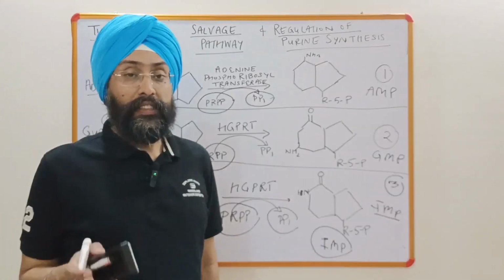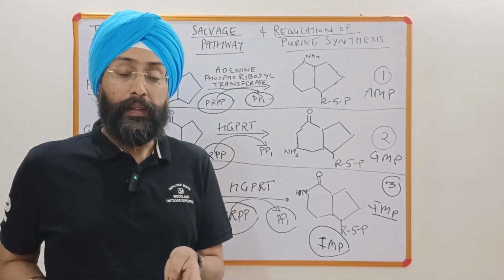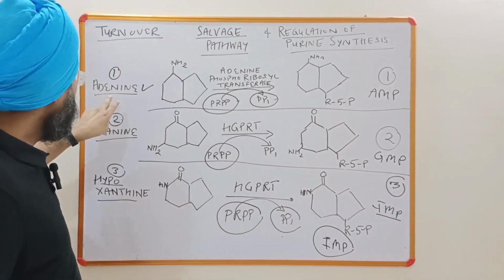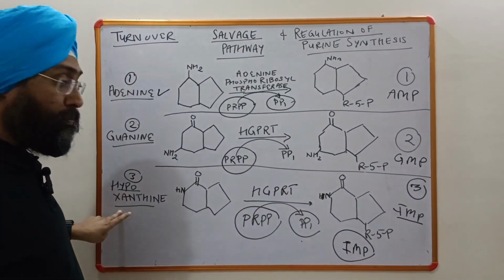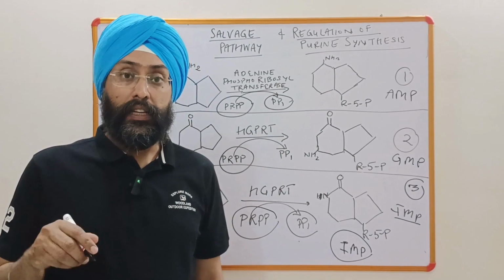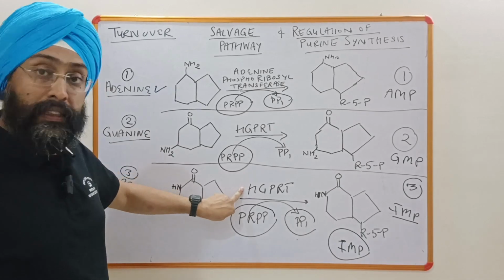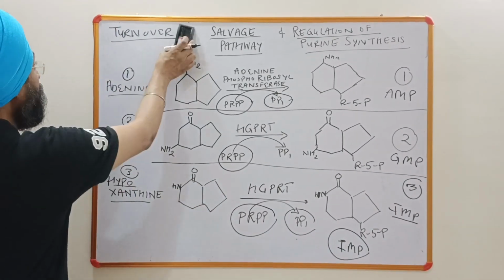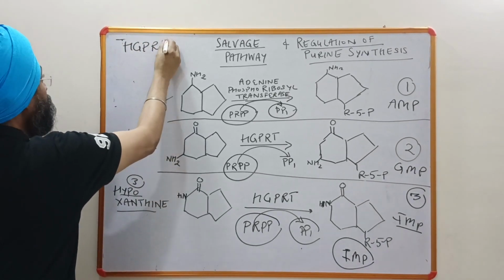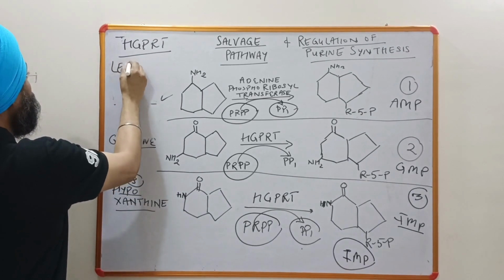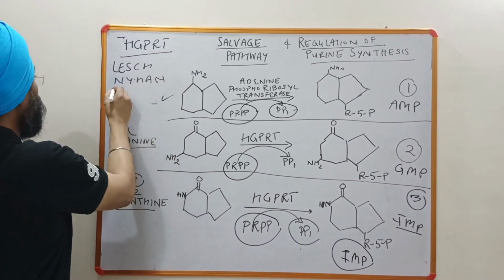So this is an energy-saving pathway, because in de novo synthesis we require 11 steps and then we get IMP. But in this pathway we can directly synthesize these monophosphates from adenine, guanine, and hypoxanthine, which are produced in the normal turnover of purine nucleotides. And there is one disease linked to this enzyme HGPRT. The deficiency of HGPRT, hypoxanthine guanine phosphoribosyl transferase, causes Lesch-Nyhan syndrome.